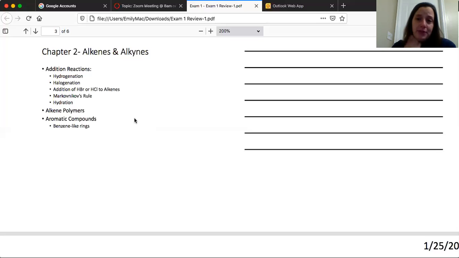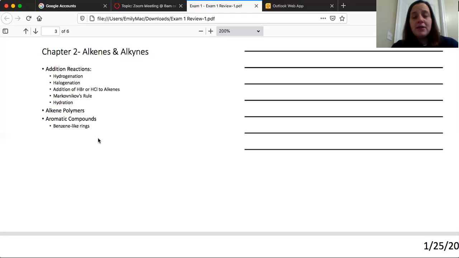Alkene polymers, I just mentioned really. I'm not going to ask a whole lot on alkene polymers, but we know that they're made by repeating monomers, repeating units. And we kind of went over how they're attached to each other. I'm not too worried about that. You're not going to have to draw that or anything. Just know that they're made up of the monomers and that they can have thousands of units. So just kind of skim through that. I'm not going to ask a whole lot of questions on polymers.